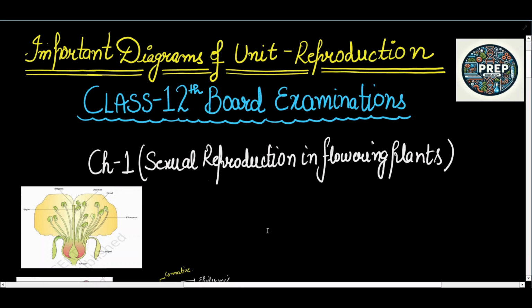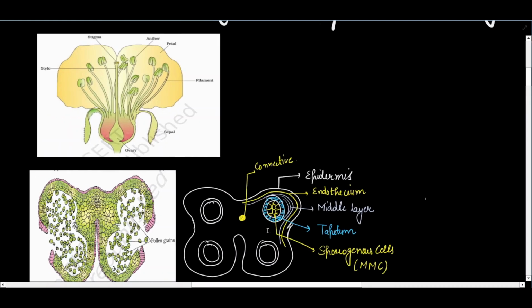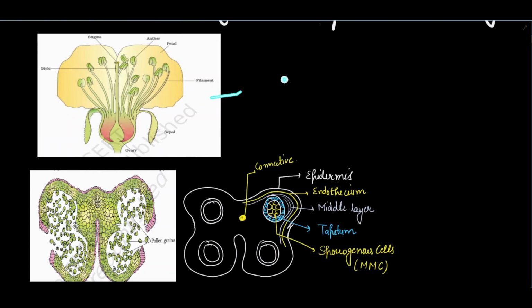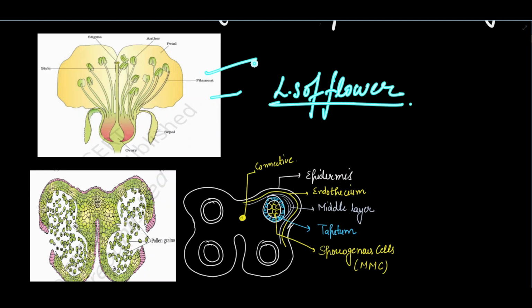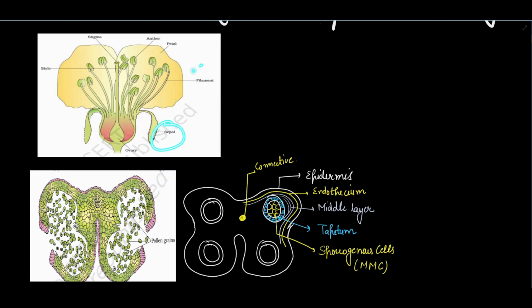The first very important diagram is the LS of flower. The structure of the flower, that is the LS of flower, is very important. Each and every part of this diagram and how this diagram will be made is also very important. Sometimes you have questions like assertion reasons. The function of each and every part you should know. Sometimes you have this diagram and you must label different parts of it. So the LS of flower is very important.